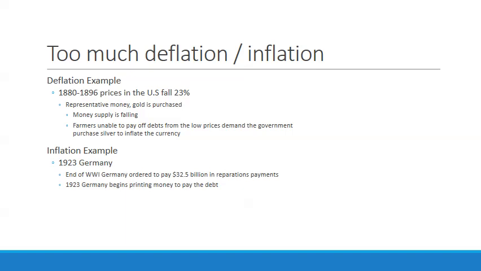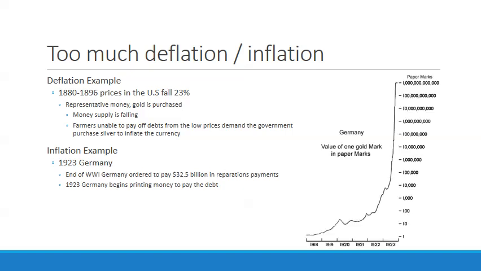Now, in 1923, Germany began printing money to pay that debt off. So rather than be in a position where they just simply don't have that money to pay it, they just started printing it. Here, you want your money? We'll just pay it here. So they start printing all of this money off. And as a result, you can see what happens.